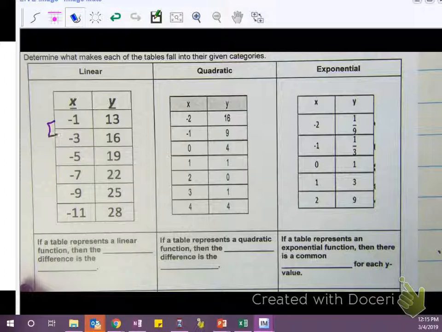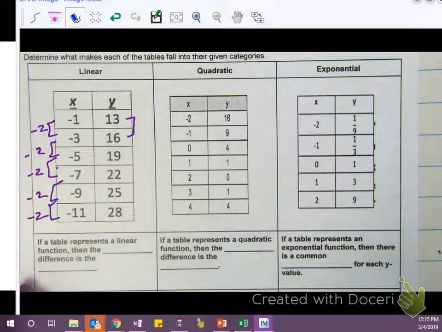So, this is plus 2. This is plus 2. Nope, not minus 2. Minus 2, minus 2, minus 2. So they're evenly spaced, but they're going down by 2. All right, so now on the right side, we're going to check what we call first differences.